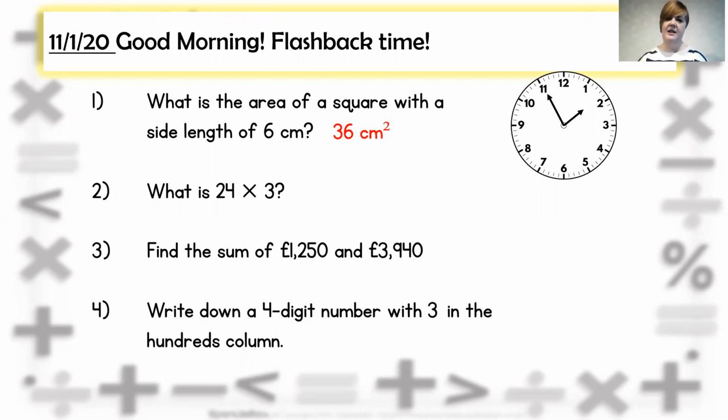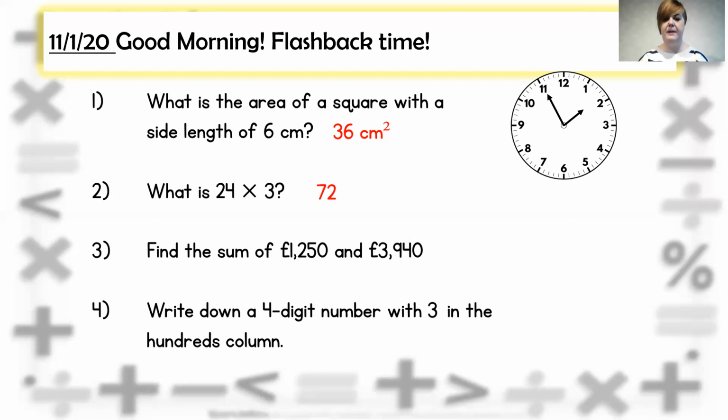Number 2, what is 24 times 3? Now again, that's what we were doing in the recap last week. So different strategies we could do. We could partition that 24. So we could say 20 times 3 and then 4 times 3. You could have used some short multiplication if you are confident with that. But we get the answer 72.